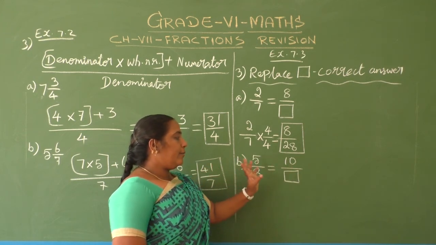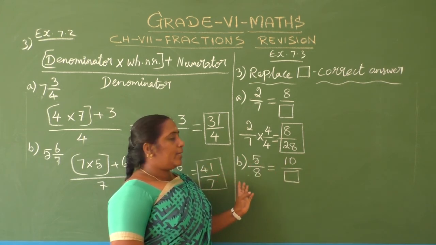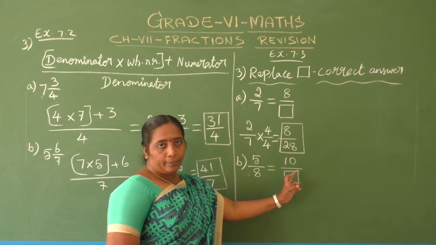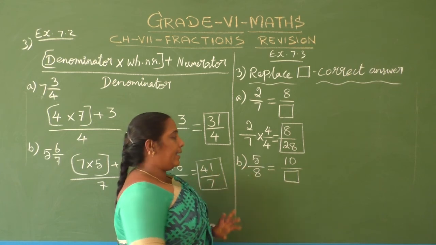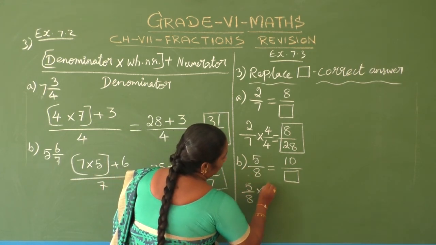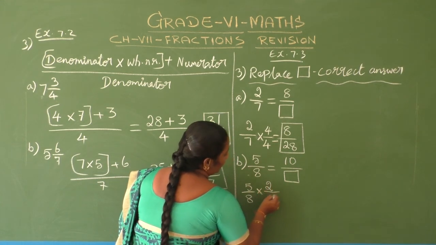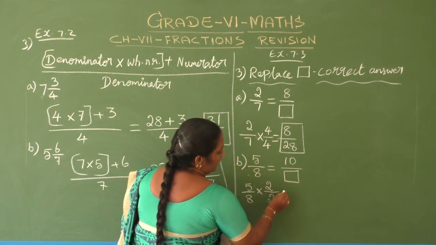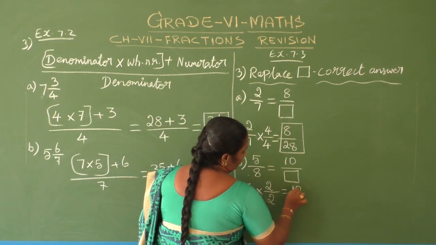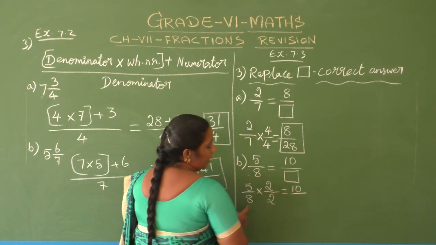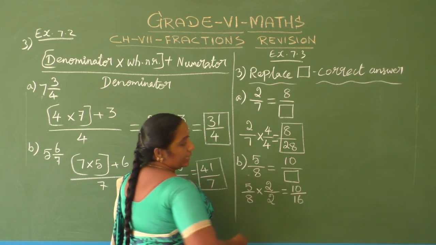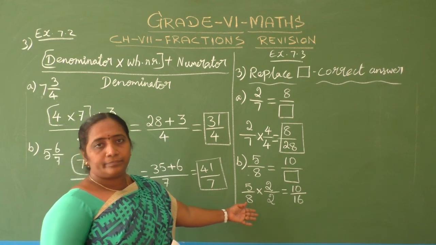Right. See, on this side they gave the numerator 10. That means you have to multiply this 5. Okay. So how many 5s are 10? 2 5s are 10. Right. So 5 by 8 into 2. Whenever you are multiplying your numerator by 2, you have to multiply the denominator also by 2 only. So the numerator, again they gave, 5 2s are 10. See the denominator: 8 2s are 16. So we replace this box and find the denominator.